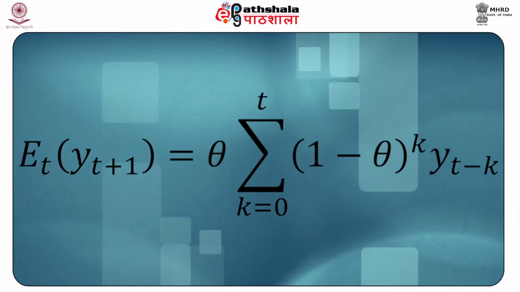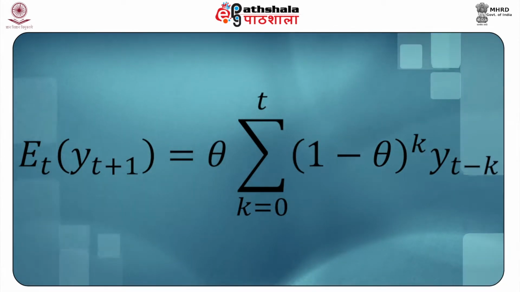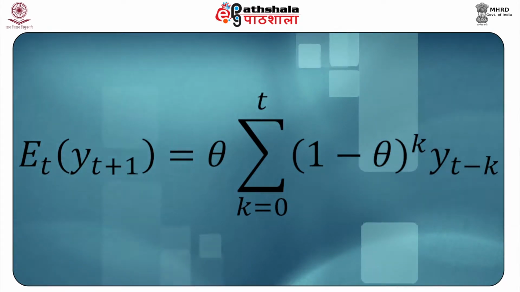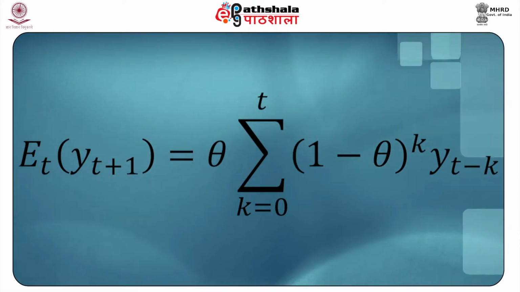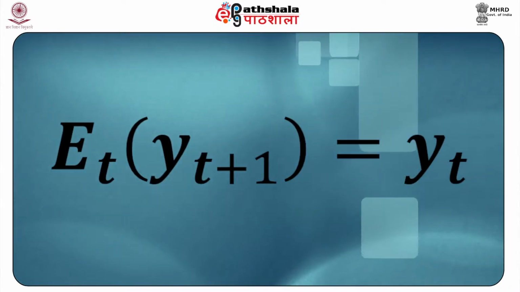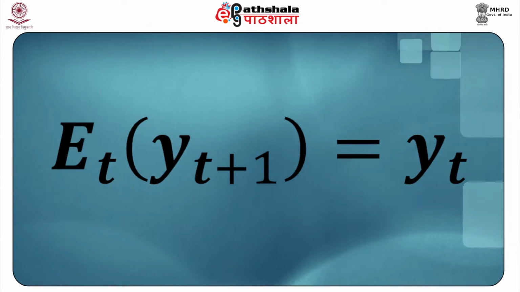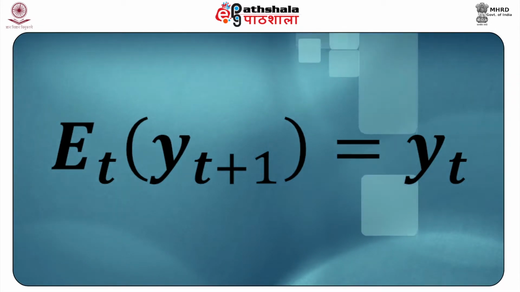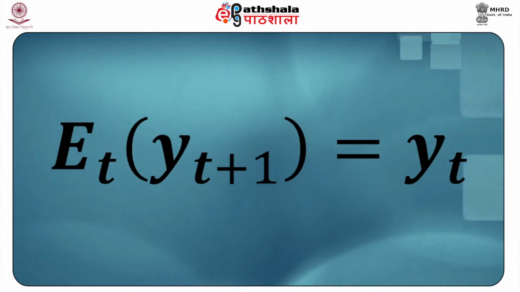The generalized form of this equation can be rewritten as E_t y_{t+1} equals theta times the sum of (1 minus theta) raised to power k into y_{t-k}, where k takes the value from 0 to t. Thus, we can say that adaptive expectations make current period's forecasts a weighted average of past observations. The coefficient of expectations theta determines the responsiveness to past errors.